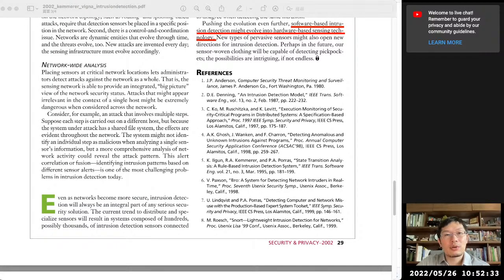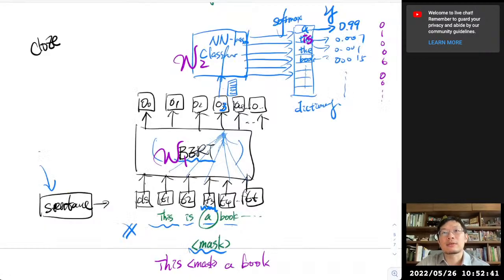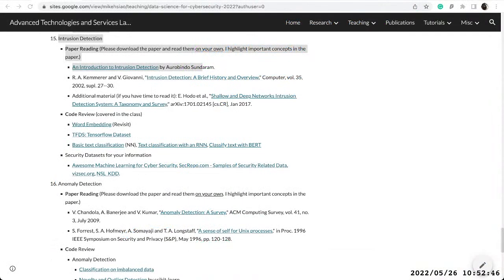I would like to show you another paper, which is right here. The second one, which is the first one, which is an introduction to intrusion detection. Okay, so let me see where it is.